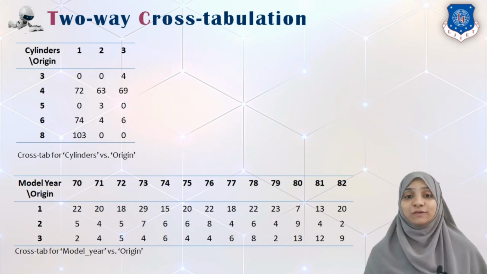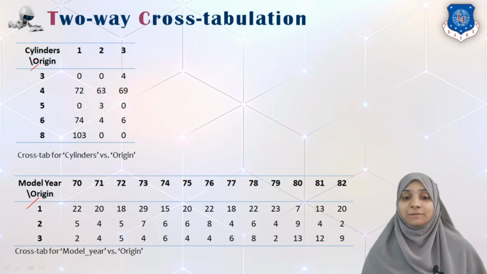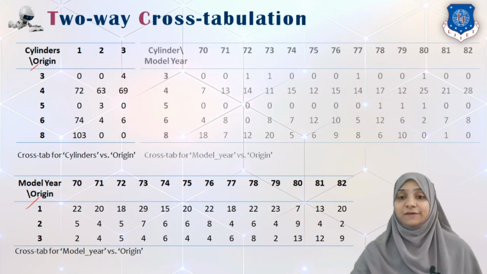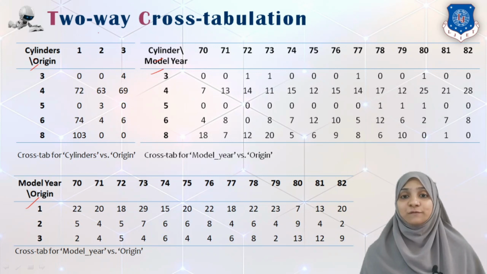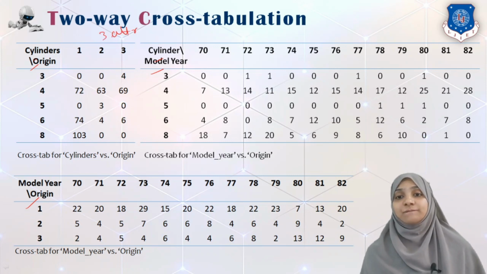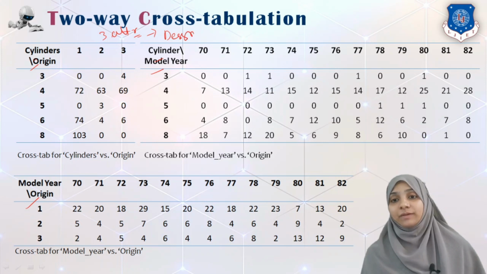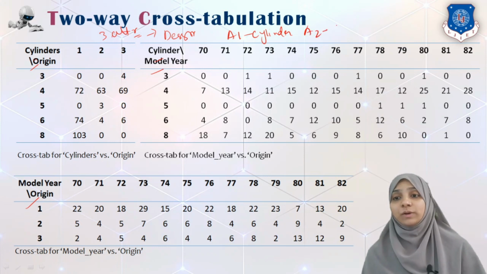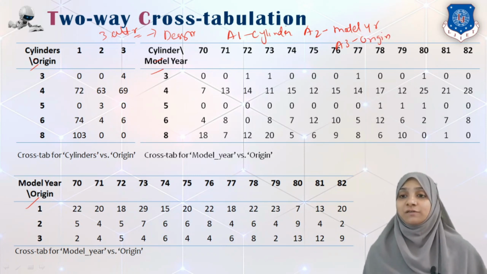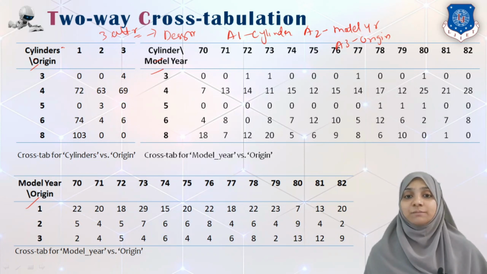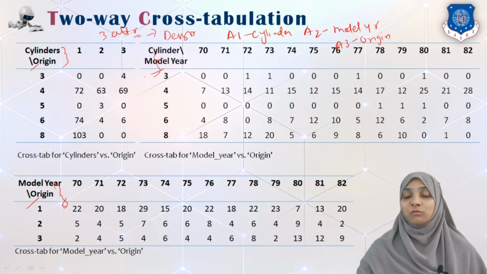So we have seen a cross tab for cylinder and origin. We have seen a cross tab for model year and origin. We can also make a cross tab for cylinder and model year. We have three attributes of discrete type: attribute 1 is cylinder, attribute 2 is model year, and attribute 3 is origin. All three are discrete, and we can combine any two to produce a cross tab. Now, what can we do with this cross tab?